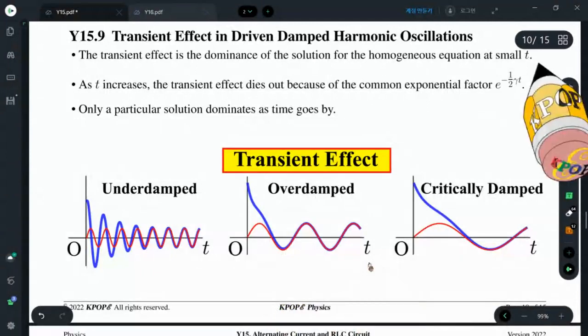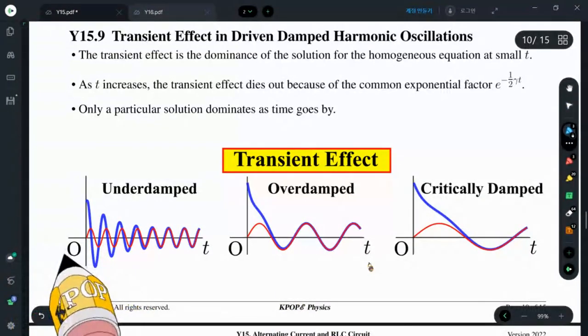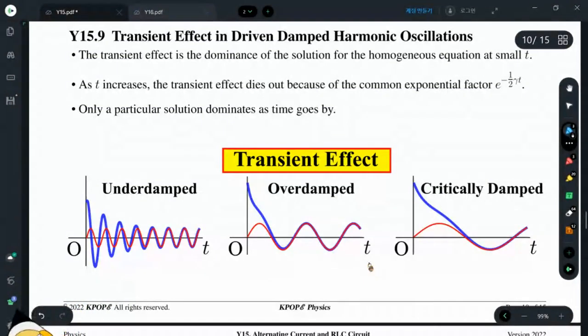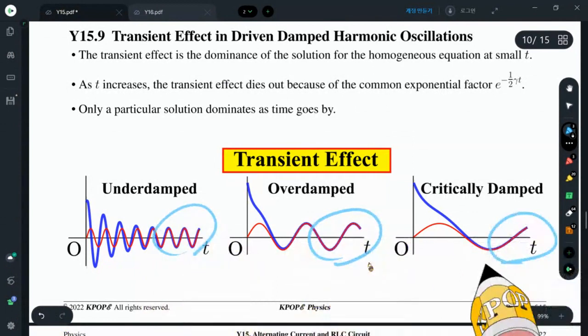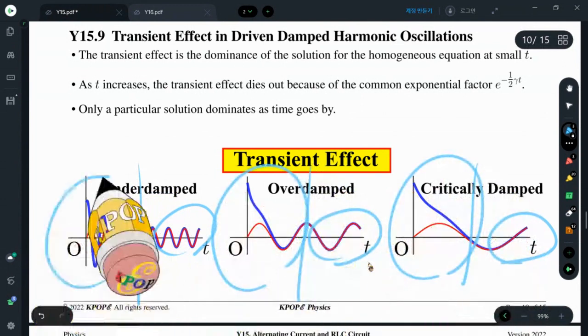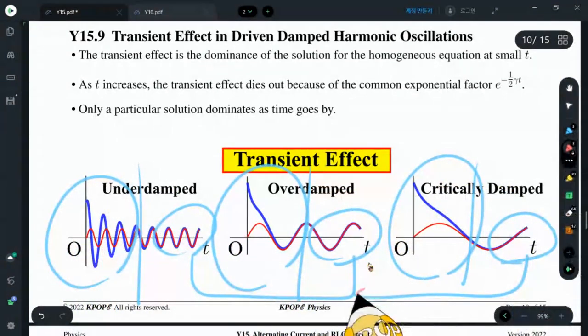Anyway, if there is no power supply, the output EMF or output current must decay as time goes by. However, because of the power supply, you don't find any complete decay of amplitude. Instead, at t relatively small, you have a very big shift from these, which are called the steady state.